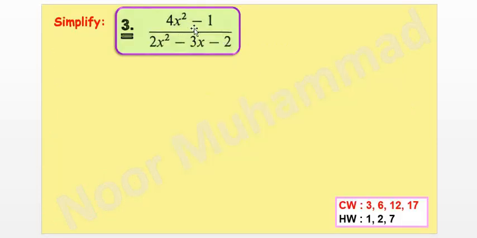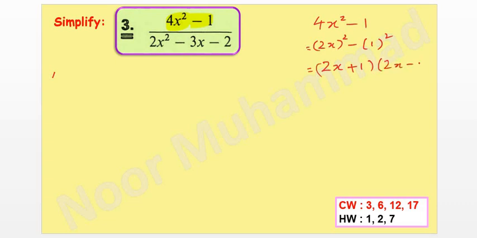Here it says 4x squared minus 1. Now this is the same as I explained on the previous slide. Let's solve it over here. 4x squared minus 1. This is actually the square of 2x, and this is actually the square of 1. So we have the case of difference of the squares, right? So how can we write our answer? Our final answer will be 2x plus 1 into 2x minus 1. This is how we will factorize the numerator. Now let's factorize the denominator.